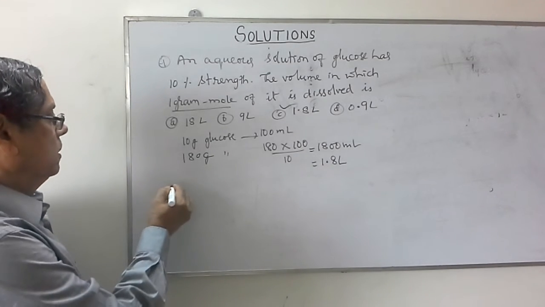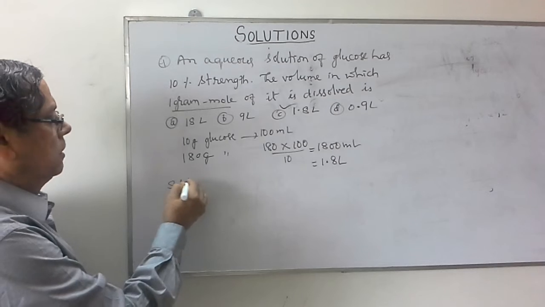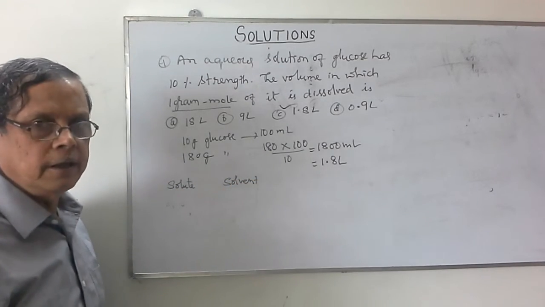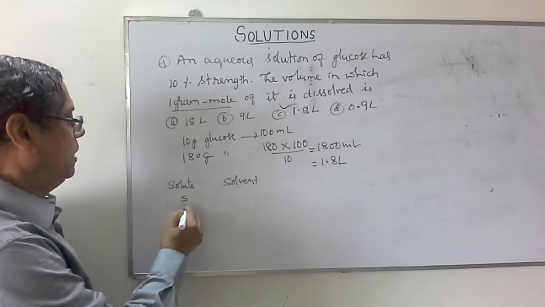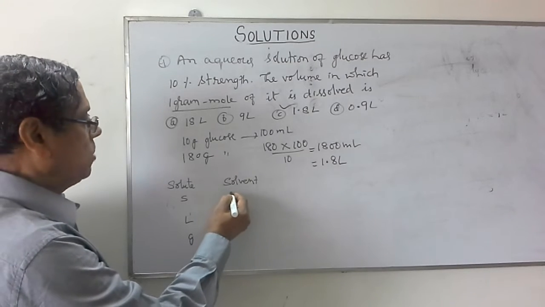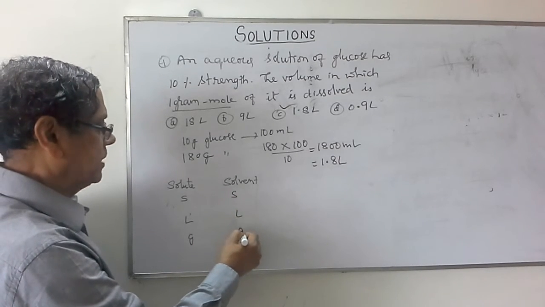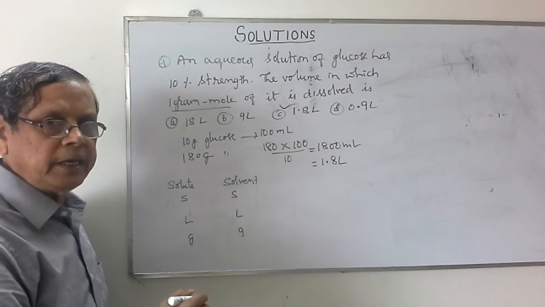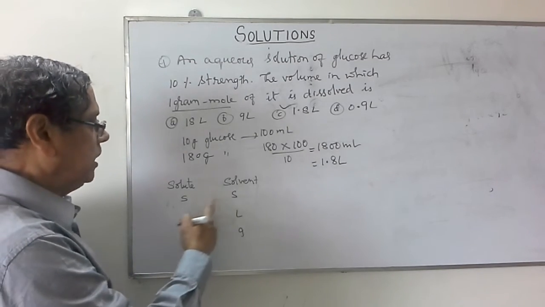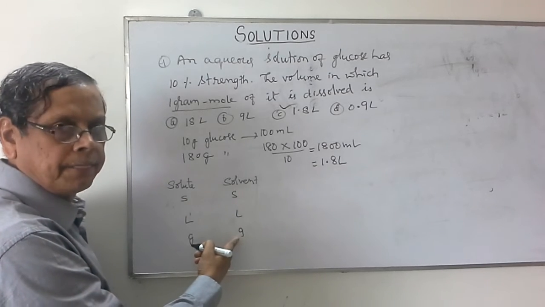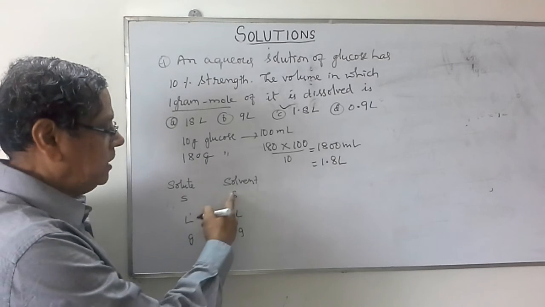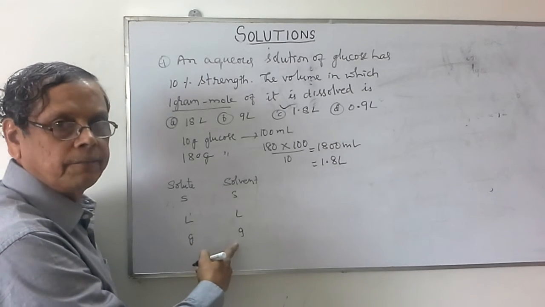We can have a solute and a solvent giving rise to homogeneous solutions. The solute may be either solid or liquid or a gas. Similarly, the solvent may be a solid or a liquid or a gas. So as many as 9 types of solutions are possible: solid in solid, solid in liquid, solid in gas, liquid in solid, liquid in liquid, liquid in gas, gas in solid, gas in liquid, gas in gas.